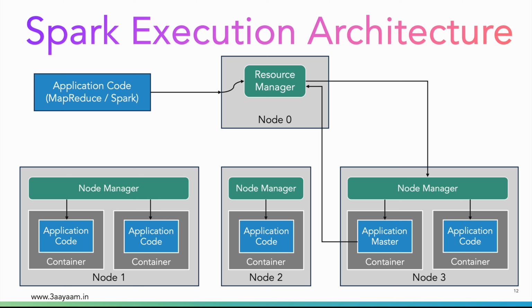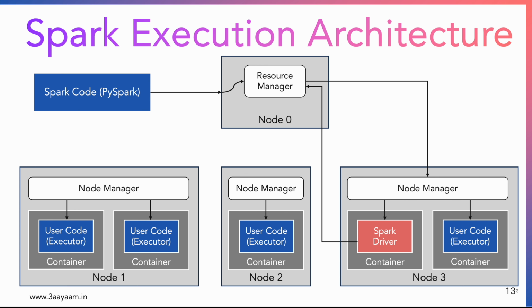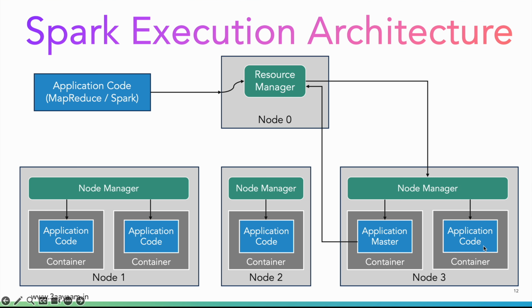Now if I superimpose Spark here, this is how it would look like. Nothing changes. The only two things are, first, I have changed the color code. Second is, if you see here, instead of application master, I have mentioned Spark driver, which is actually the application master for Spark code. And then we have user code, which runs in the other containers. And these are the application codes vis-a-vis Yarn.